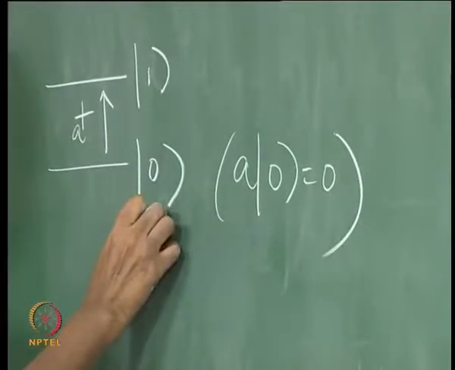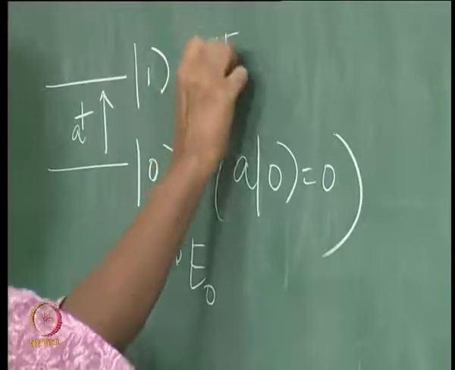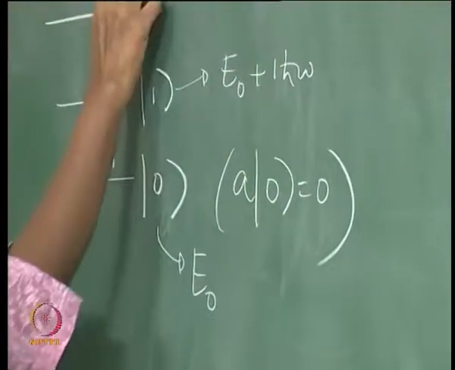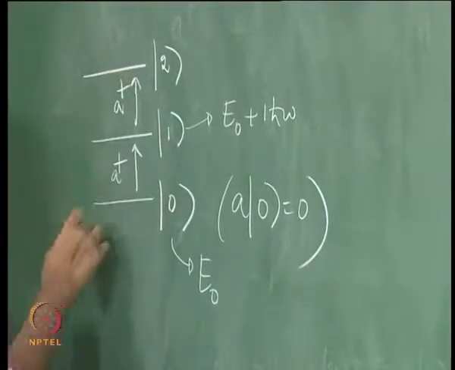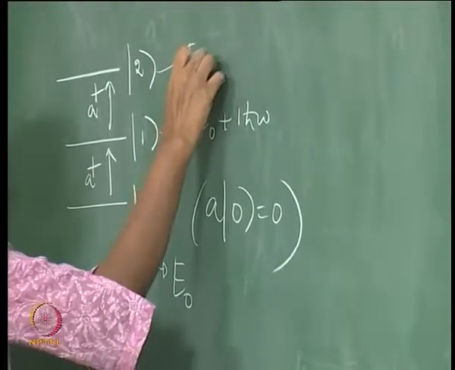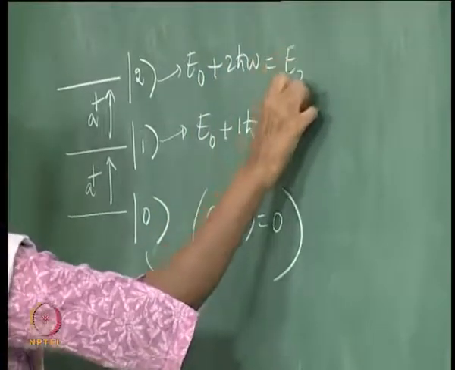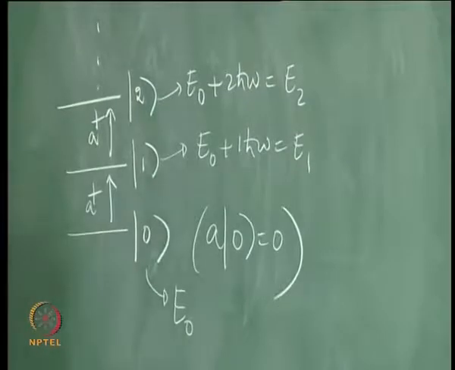The ground state, let us say, has energy E0. Then the first excited state has energy E0 plus ħω. Then there is a second excited state, which we reach by using A dagger. This has energy E0 plus 2ħω. I will call that E sub 2, this is E sub 1, and so on.